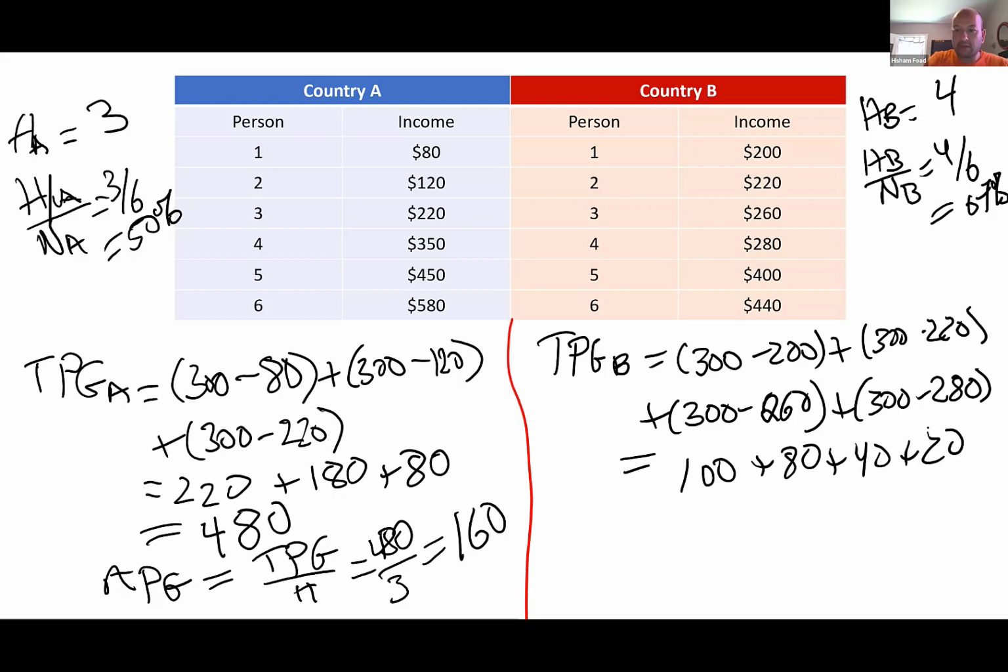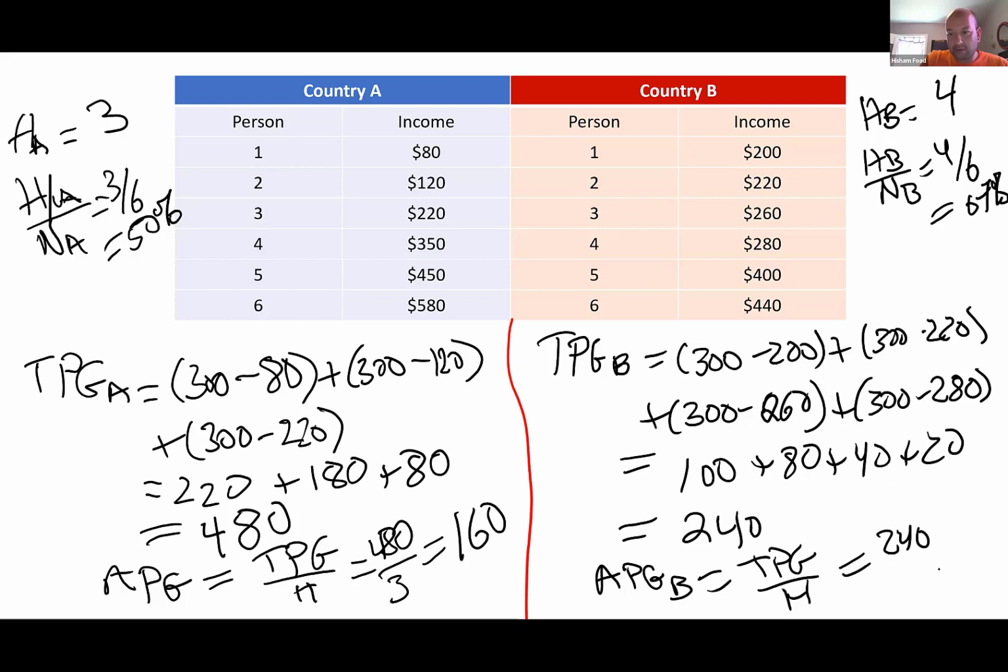Which, if I did my math right here, is 180 plus 60, that's 240. Okay. And then we know that the average poverty gap for country B is simply the total poverty gap divided by the head count, which is 240 over 4, which is going to be equal to $60. So on average for country B, we need to spend $60 per poor person to eliminate poverty, which is much less than the $160 per poor person that we would need to spend in country A.